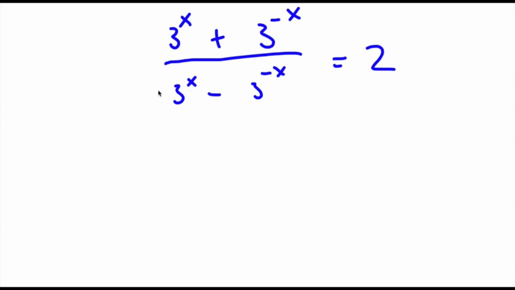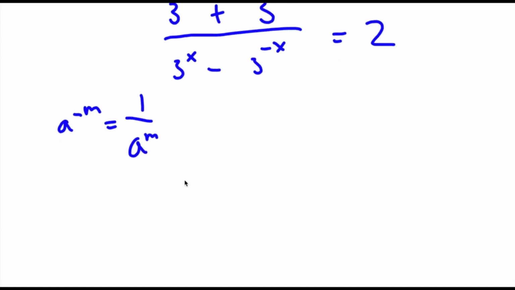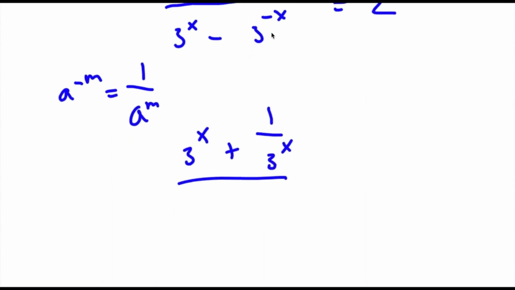Now if I have something in the form a to the power of negative m, this is the same thing as 1 over a to the power of m. So 3 to the power of negative x, we could write that as 1 over 3 to the power of x. And same over here. We have 3 to the power of negative x, so I'm going to write that as 1 over 3 to the power of x. This is equal to 2.